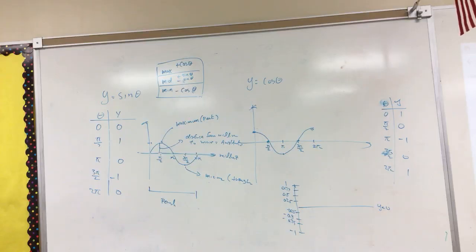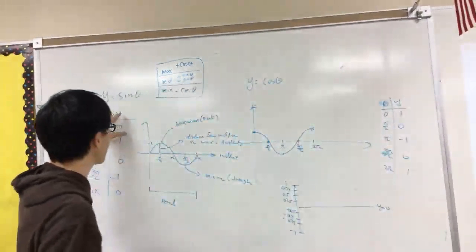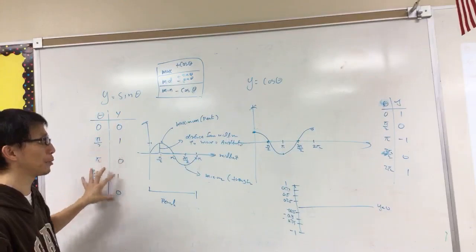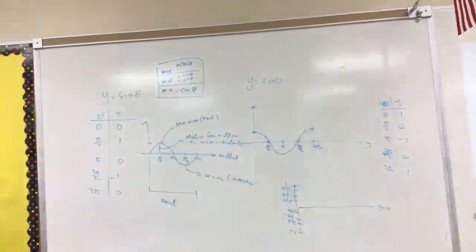What happened is, if I do the graph correctly, I'm gonna use only 5 single values here to represent the whole thing.